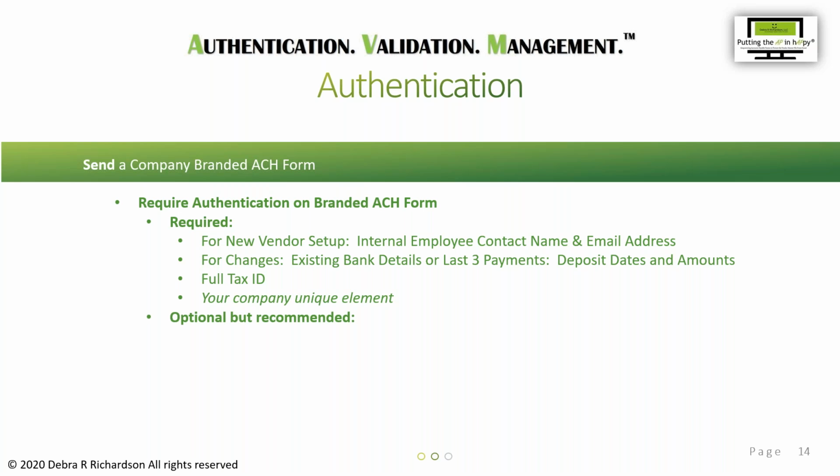Now, optional, but I do recommend it, is you require the remit address. This again helps you, since some accounting systems like PeopleSoft have multiple payment locations tied to separate remit addresses, and having it on the form ensures you're updating the right location. The vendor ID can help you know the right vendor ID, again, in those systems like SAP, where you can have more than one vendor ID for the same tax ID. And again here, any company unique element.